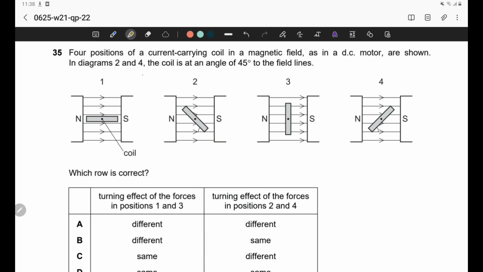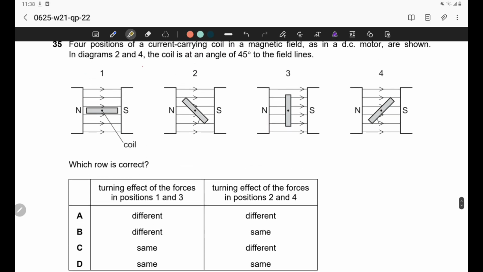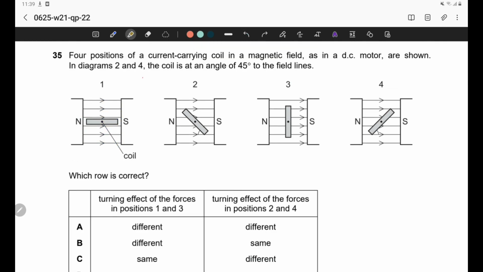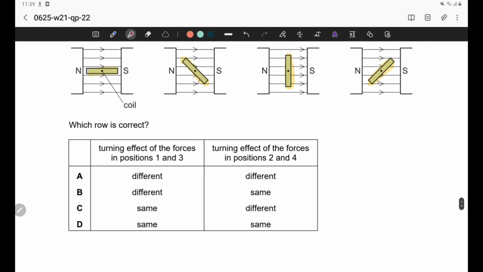Question 35. Four positions of a current carrying coil in a magnetic field, as in a DC motor, are shown in the diagram. In 2 and 4, the coil is at an angle 45 degree to the field. Which row is correct? We can see there is a permanent magnetic field between the north and south poles, and current carrying coils are kept in different positions as shown. Let's check which row is correct.